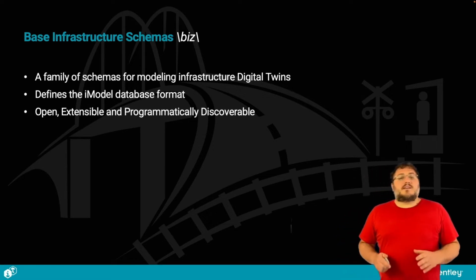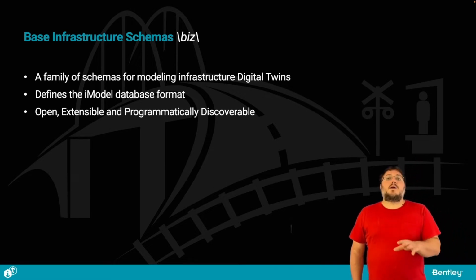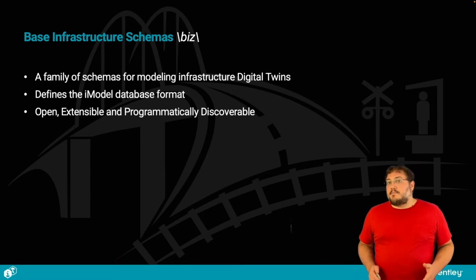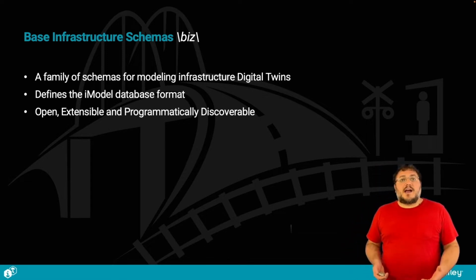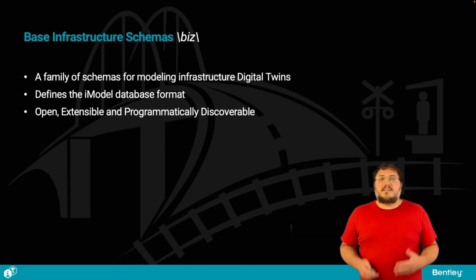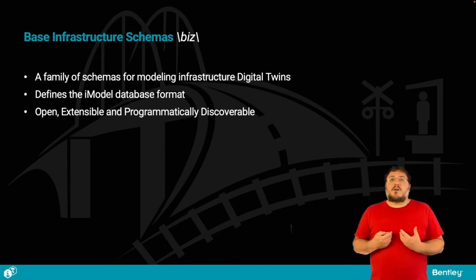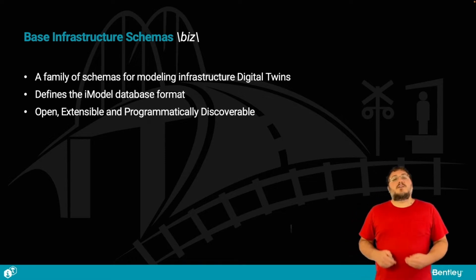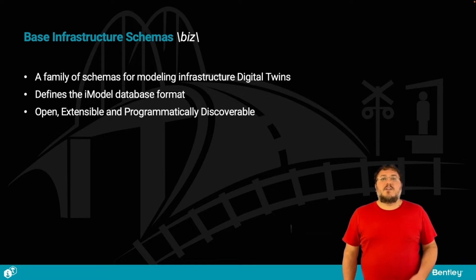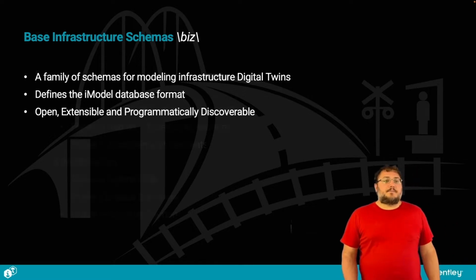BIS is open, extensible, and programmatically discoverable. What I mean by that is you can query an iModel and see what schemas are in it. You can query the schema and see what classes are in it. And you can query a class and see what properties are in it. And it's extensible because you can create your own schemas that build on top of ours. You can extend schemas that already exist once they've been imported into the iModel. And it's open because all of Bentley's BIS schemas are checked into GitHub and they're licensed with the MIT license.